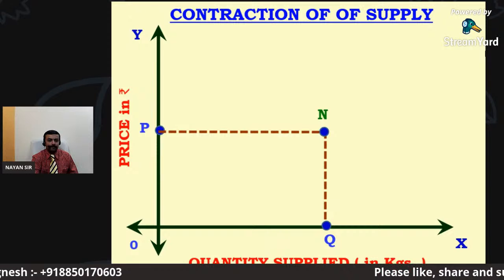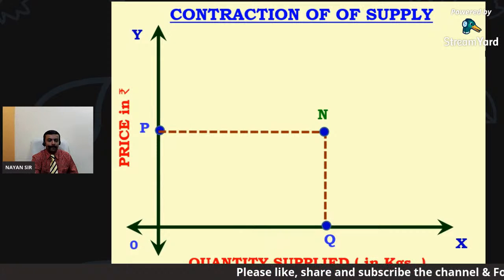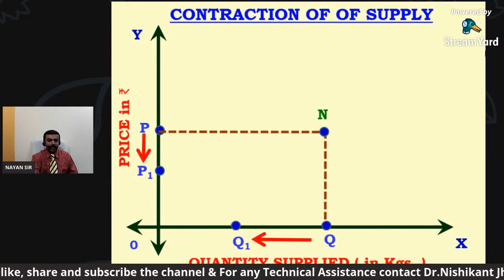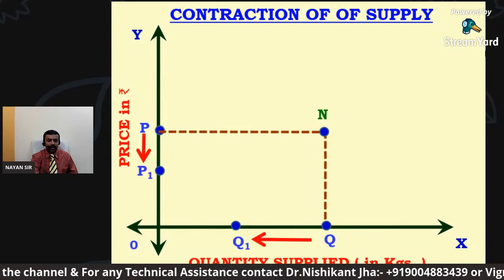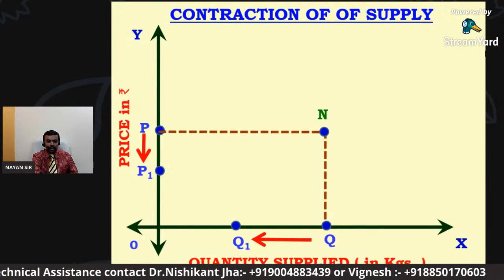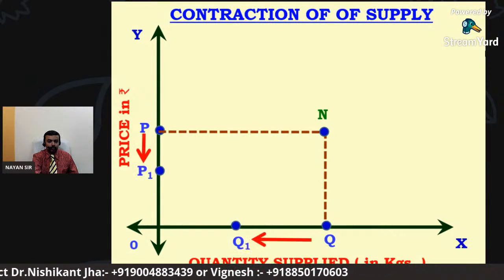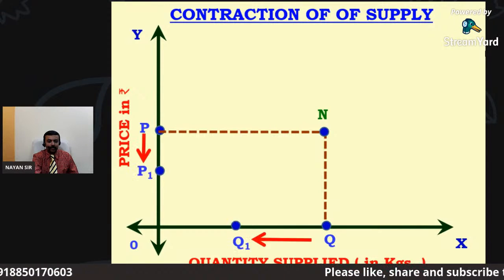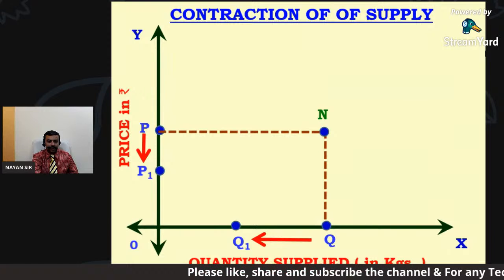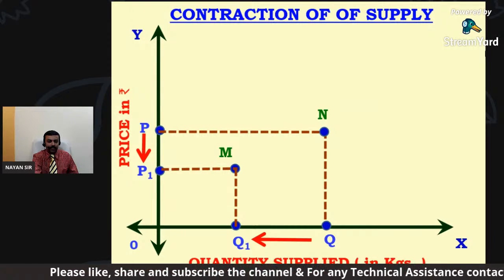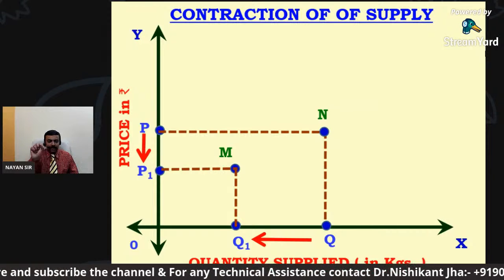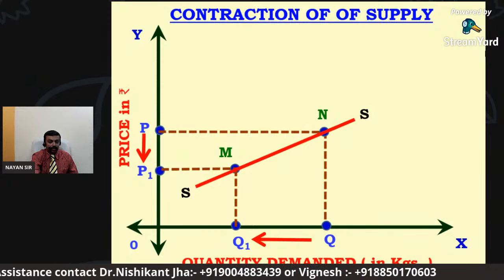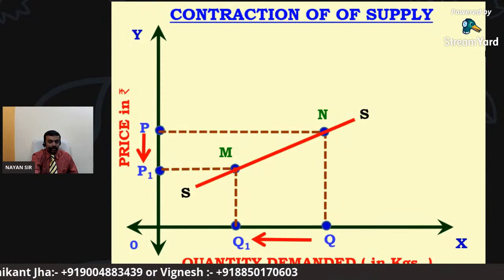Here you can see, P is the price, Q is the quantity, N is the point. Now say the price comes to P1 and quantity, because what does the law of supply say, price fell so quantity supplied will also be down. Then P1 Q1 will get point M. We'll join it by SS supply curve. Arrows, as I told you, friends, arrows are very important. This is very, very important.